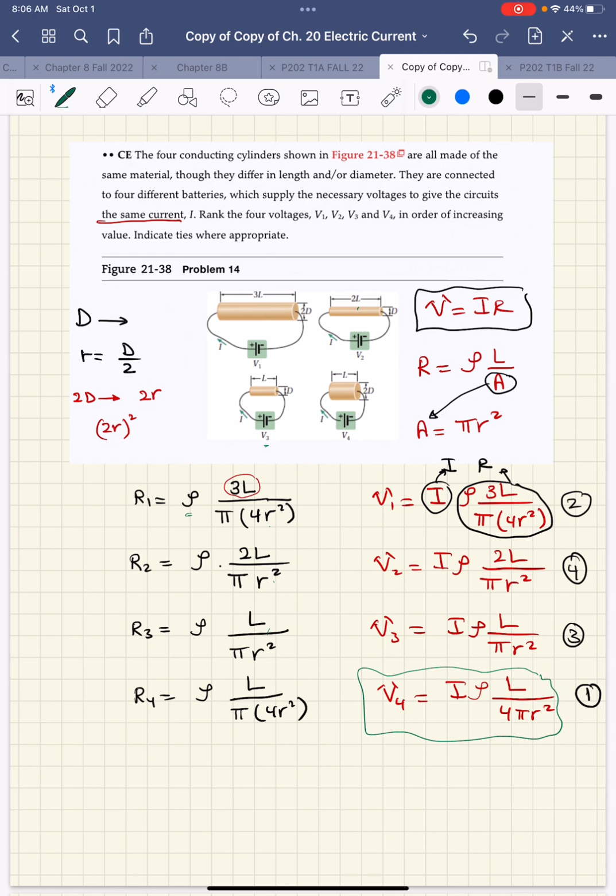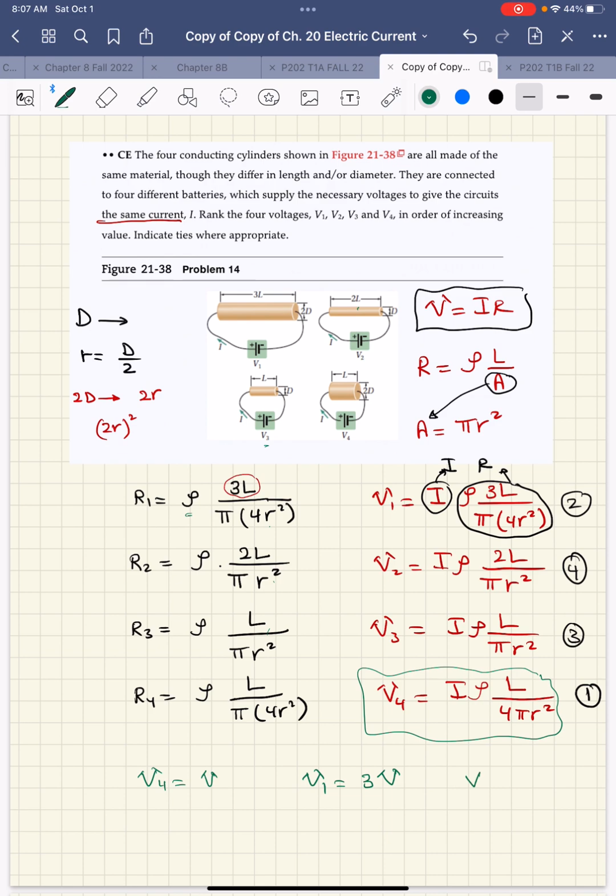Okay, it said here in the order of increasing. If you compare this one and this one, let me write this here. I'm going to consider V4 to be V. Then here, because it is I rho L over 4 pi r squared, if we compare this one with the first one, V1 has an extra 3, so it is 3 times V, because it has 4 pi r squared, the same thing.